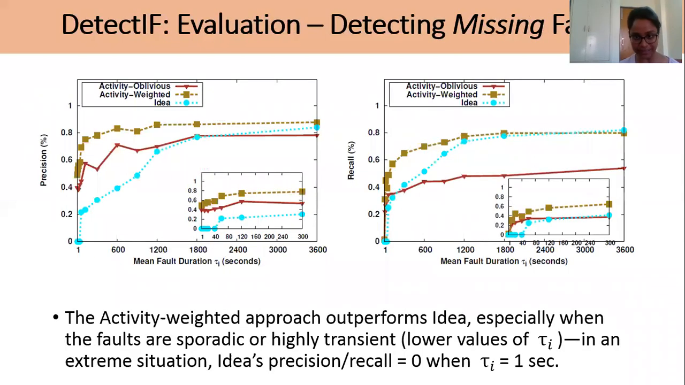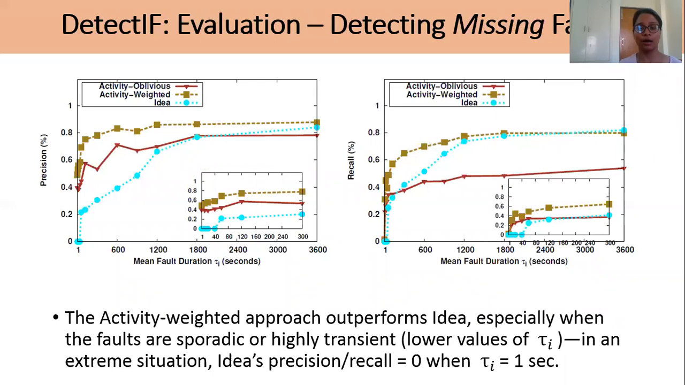The second result is of missing faults. So we compare it with idea. We see that idea really does badly when the duration is very small. If it is of sporadic nature or transient nature, like 40 seconds, 1 minute, then it is not doing well at all. If you see the inset graph as well as the big graph, both the precision and recall are essentially 0 when the fault is sporadic and missing. So again, our approach does quite well as compared to idea, and idea catches up when it goes toward the permanent faults, which it really works on.